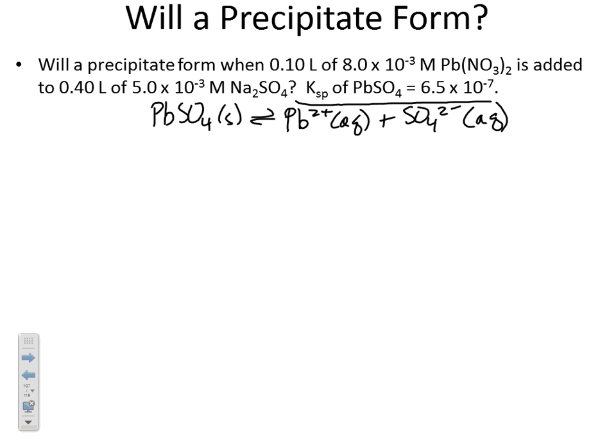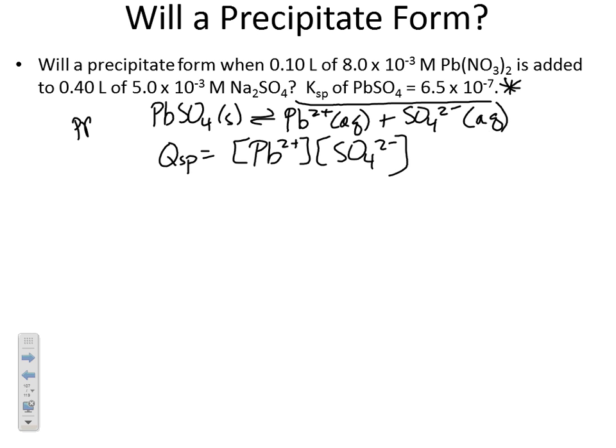And you're going to skip the ice chart, but then you're going to write the QSP expression for this reaction: Pb2+ times SO4 2-. If we plug in our concentrations of lead and sulfate and get a value for Q, we can compare it to the value for K that's been given and determine if we're going to get a precipitate to form. Again, this right here is our precipitate.